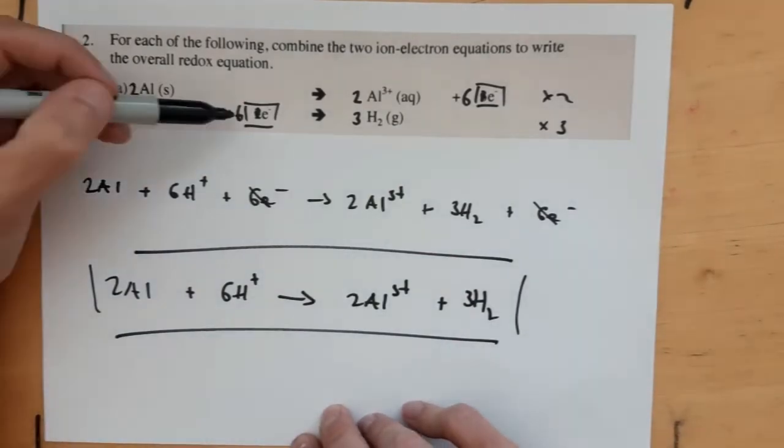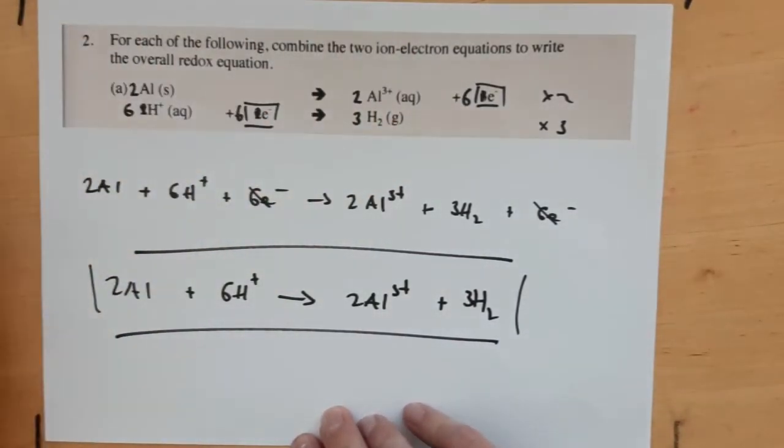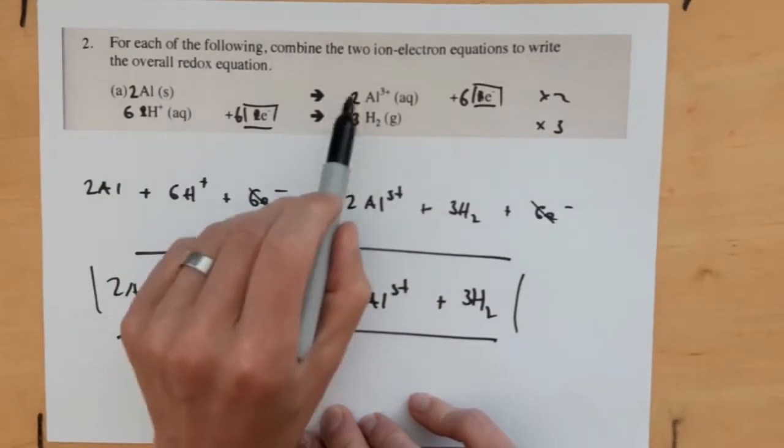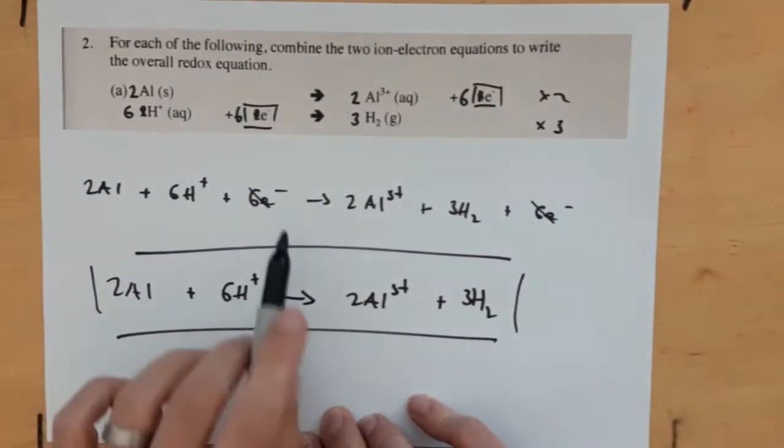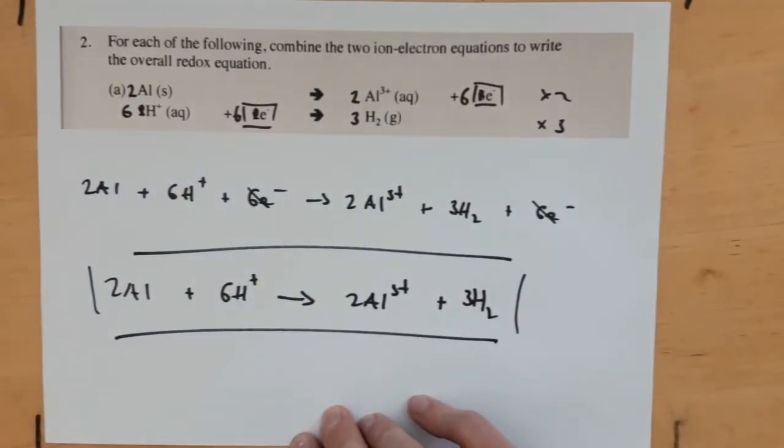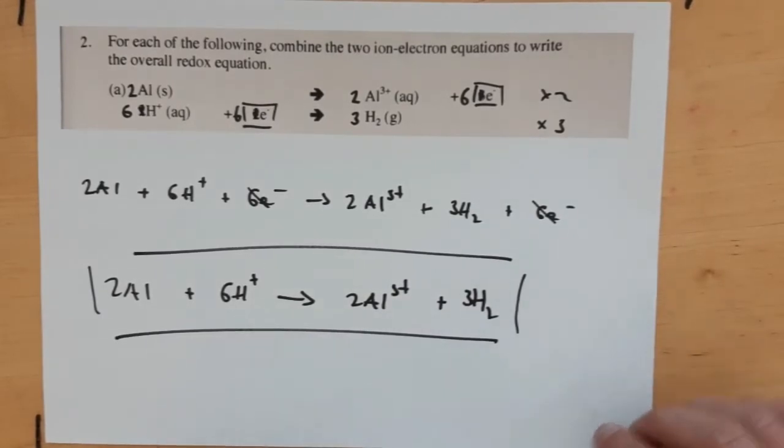The key thing to note is you have to get the same number of electrons on both sides, and if you multiply the number of electrons, you also need to multiply everything else in that equation, and then finally cancel the electrons, and that should give you a redox equation.